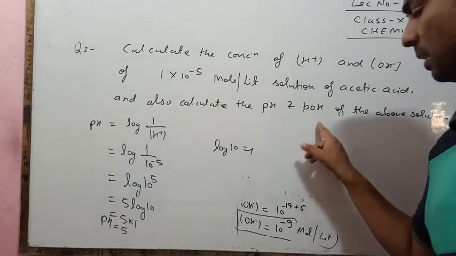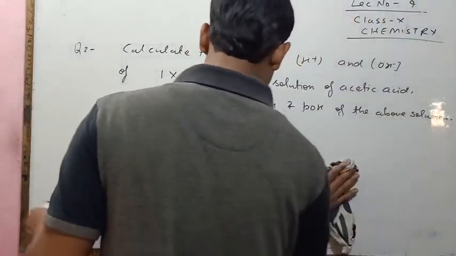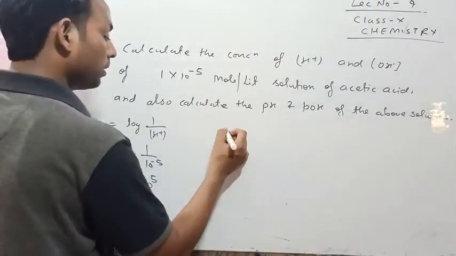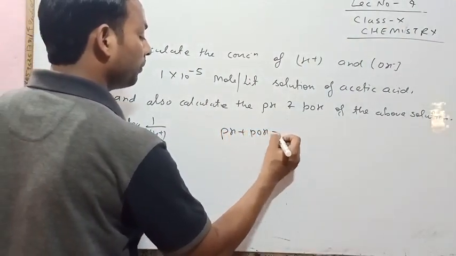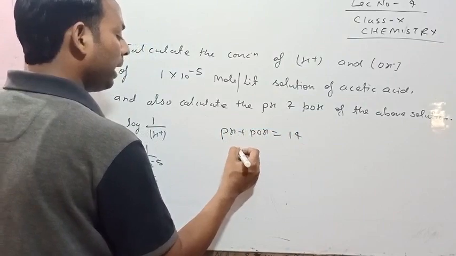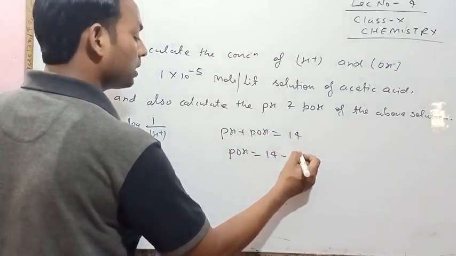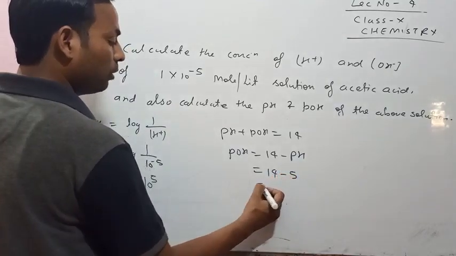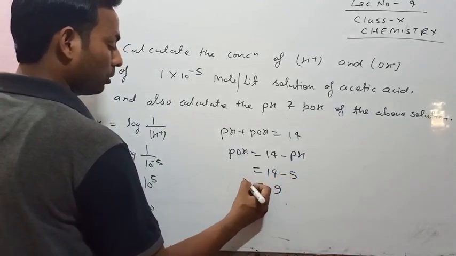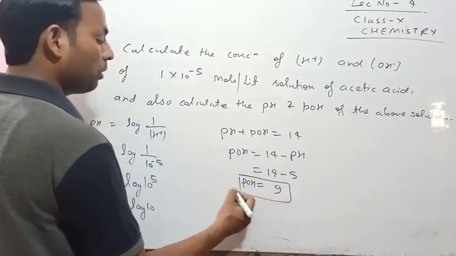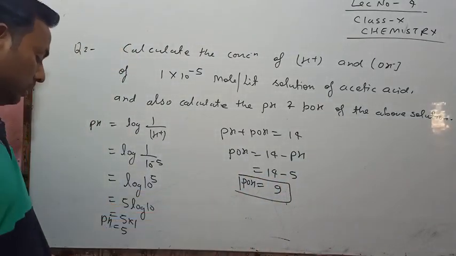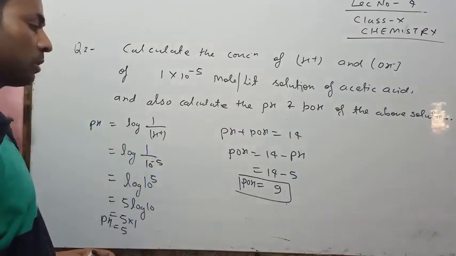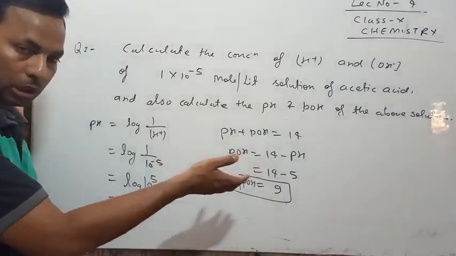Now one more question asking, calculate the pOH. So we know the relation between the pH and pOH: pH plus pOH equals 14. So pOH equals 14 minus pH. So 14 minus pH value, given 5. So the value will be 9. So the pOH value of the above solution is 9. The pH of the above solution is 5. Concentration of H plus and also, I taught each and everything. Okay, please take a screenshot.